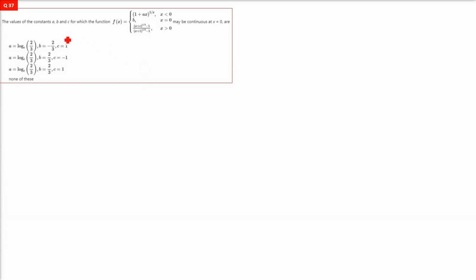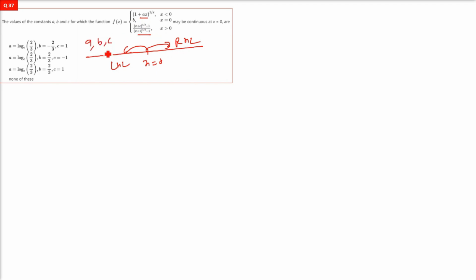The values of the constants a, b, c for which the function f(x) is equal to this. So you have a constant b for x equals 0, and this may be continuous at x equals 0. For points on the left of x equals 0 you have to take the first function, and on the right you have to take the last function. Okay, so a and b and c.